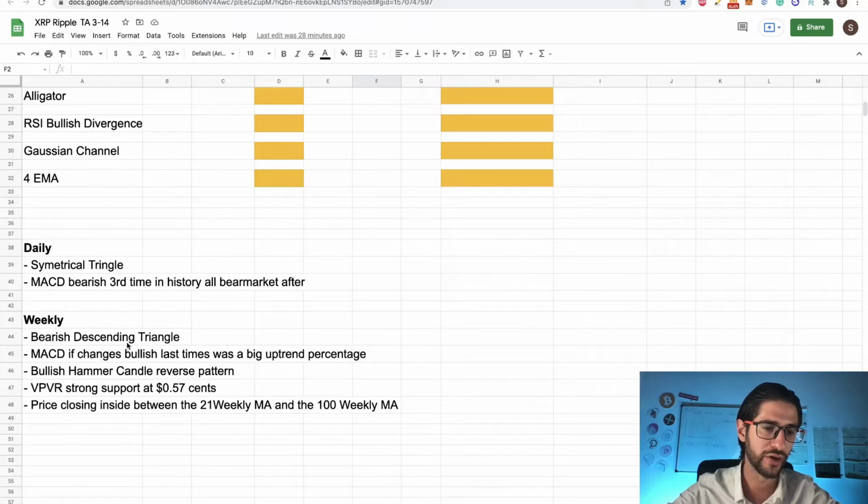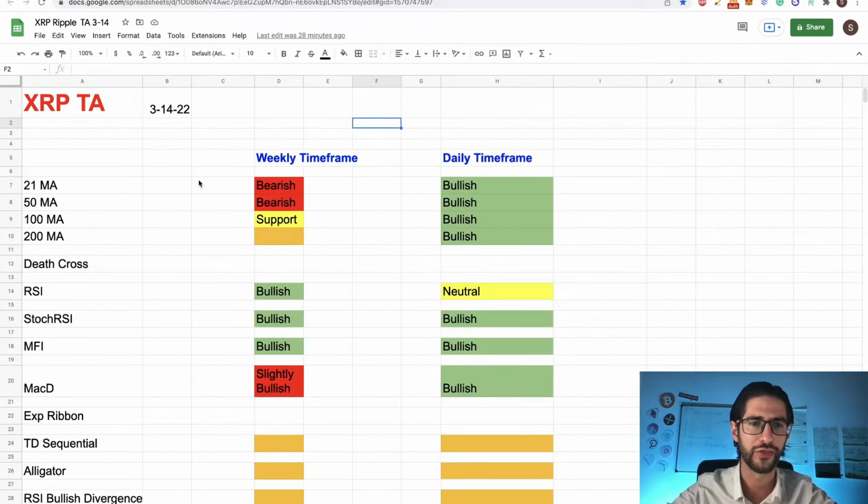In the weekly, we are in the bearish descending triangle. The MACD, if changed bullish, last time was a big uptrend percentage. The bullish hammer candle, we need to see if we are going to continue that reverse pattern. The VPVR has a strong support at the levels that we are, so we are very good on that. And the price is closing between the 21 and the 100 weekly moving average, so that is inside the descending triangle, so we need to keep an eye on that. But most of all, I think we are a little bullish on the XRP TA.